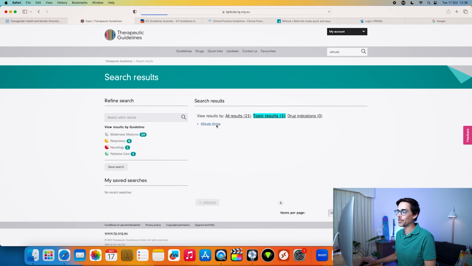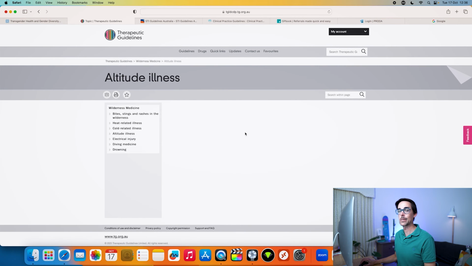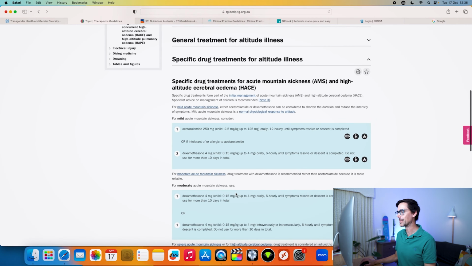Another condition that I knew absolutely nothing about and had to pretend I knew what I was talking about when the patient came in and asked about this is altitude illness. So they wanted a prescription of Diamox. I had no idea what Diamox was, although there was something in medical school about brain edema, I think. I'm not entirely sure. But yeah, you just scroll down to the specific drug treatment and here it is.